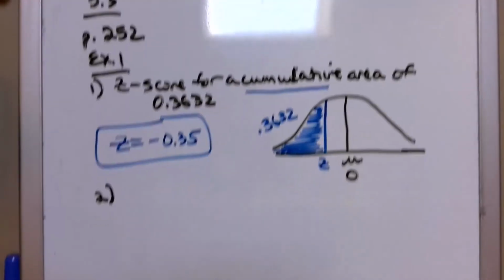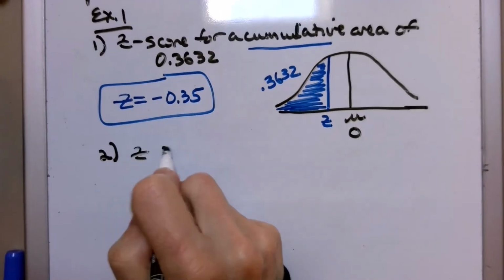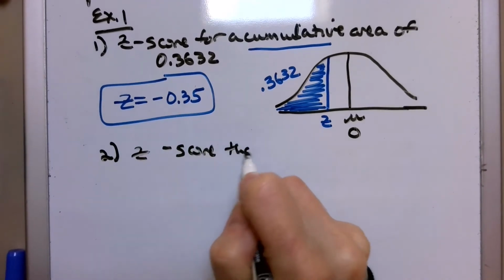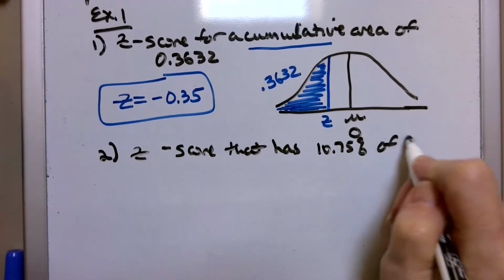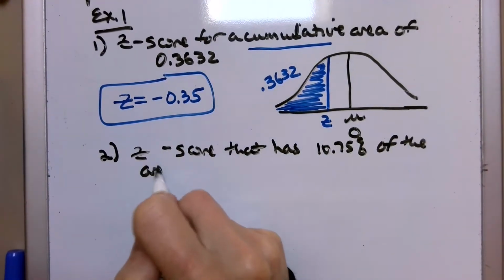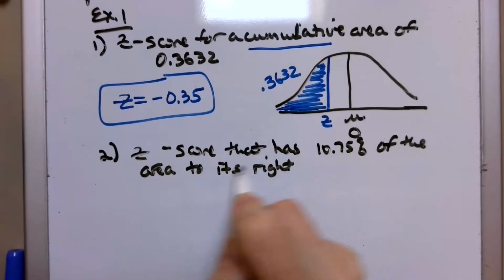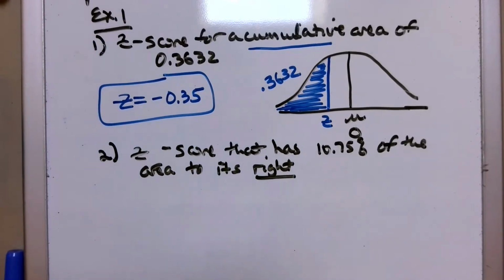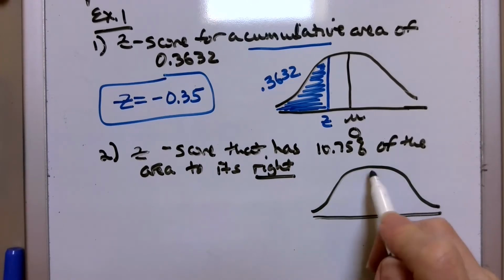Okay, so now if we go to number 2, which is a trickier question, and remember the table always gives us the area to the left. That's just how our table works. So number 2 on example 1 says, find the z-score that has 10.75% of the area to its right. So this is a harder question in a couple of ways. So up in the first question, cumulative area, that always means area to the left. That's what our table gives us when we look things up. This is giving me the area to the right, which is not really what I want, but it'll help me get to the answer I'm looking for.